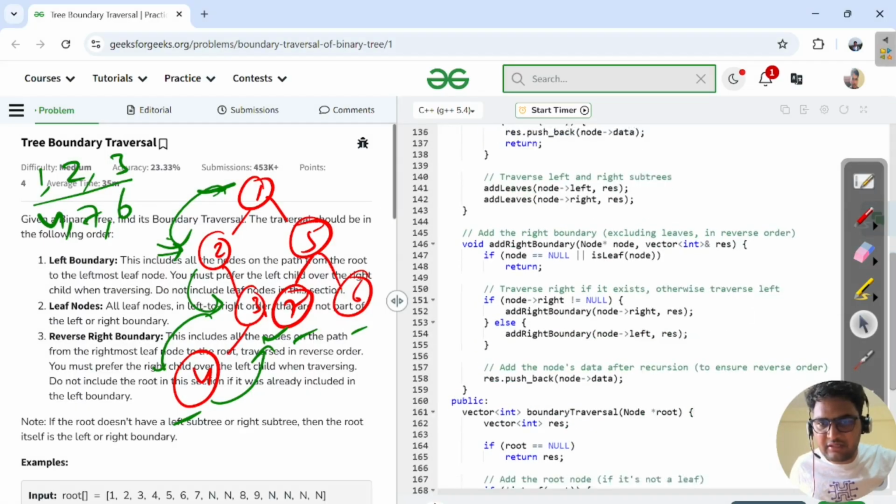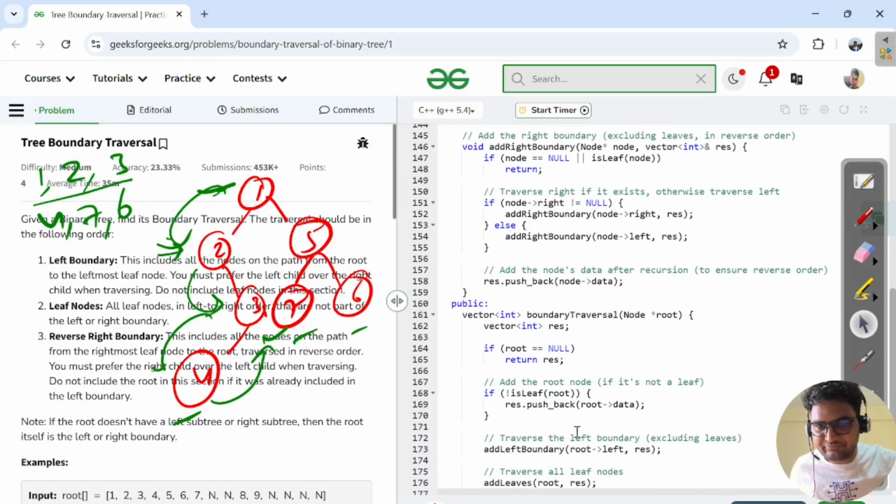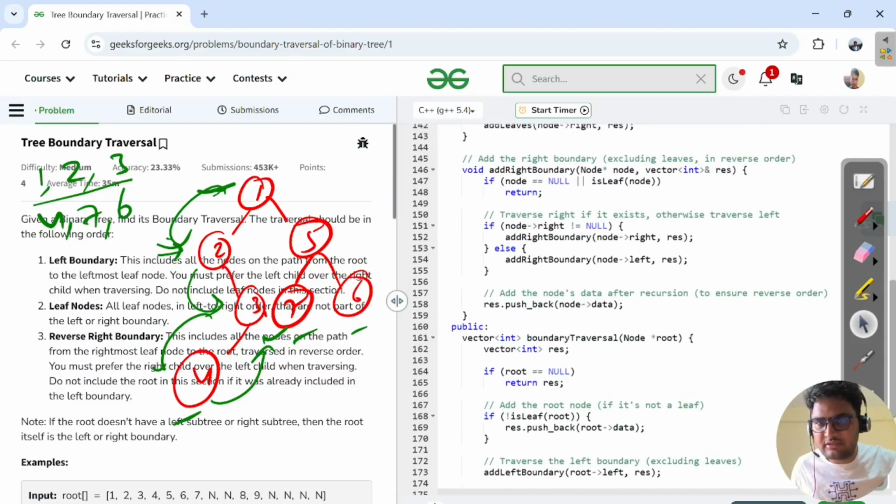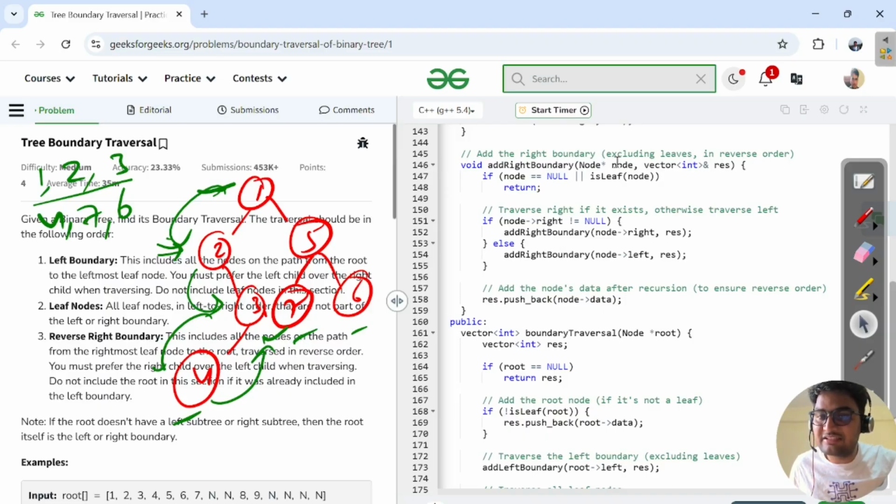Correct. Then we are calling the add right boundary, right? The last call is add right boundary. This one. Correct. So what will it do? It will go to this code, and here we are passing the root arrow right. So we are basically starting from here itself, right? Not from the root here, correct? So what we will do, we will go right, right, right, and then in reverse order we will print this, instead of ascending order or from root to leaf. But here we have to print leaf to node, right? Rightmost leaf node to root node. In reverse order we have to add the data, correct?